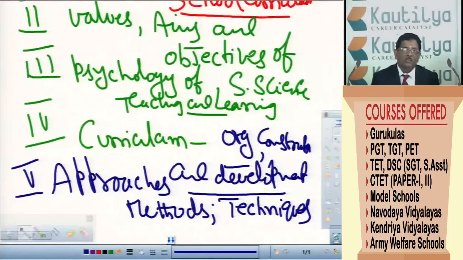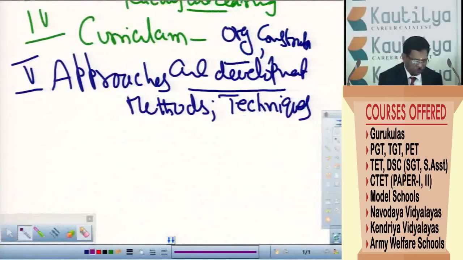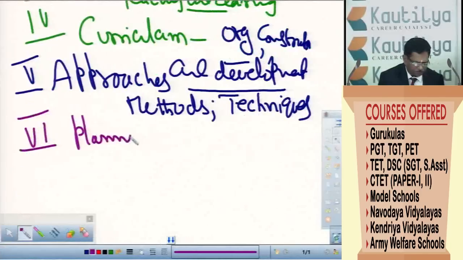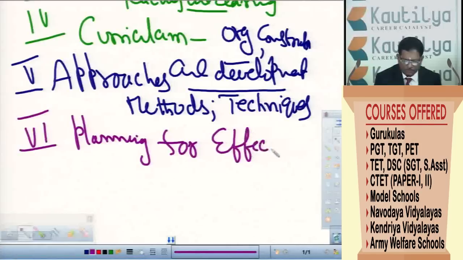What we call this all comes under the teaching strategies of social sciences. So that's why in each and every chapter, how the teacher is supposed to teach by selecting either approach or method or technique, which one is quite suitable in classroom management in organizing the teaching and learning process. And this is followed by 6th unit, planning for effective instruction of social sciences.